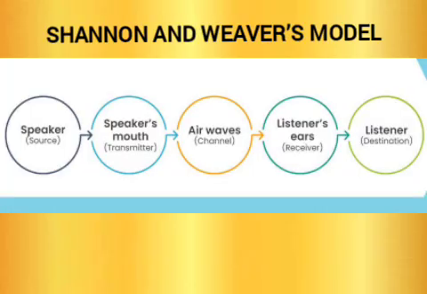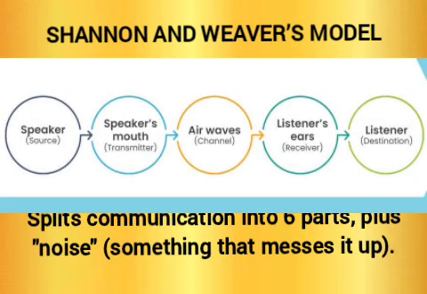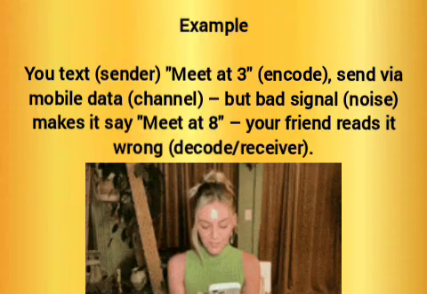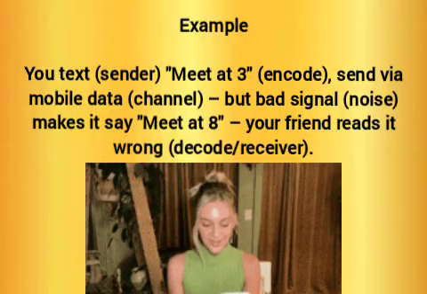Shannon and Weaver's model splits communication into 6 parts, plus noise, something that messes it up. Example: you text, sender, "meet at 3 inches," encode, send via mobile data, channel, but bad signal, noise, makes it say "meet at 8 inches." Your friend reads it wrong, decode, receiver.